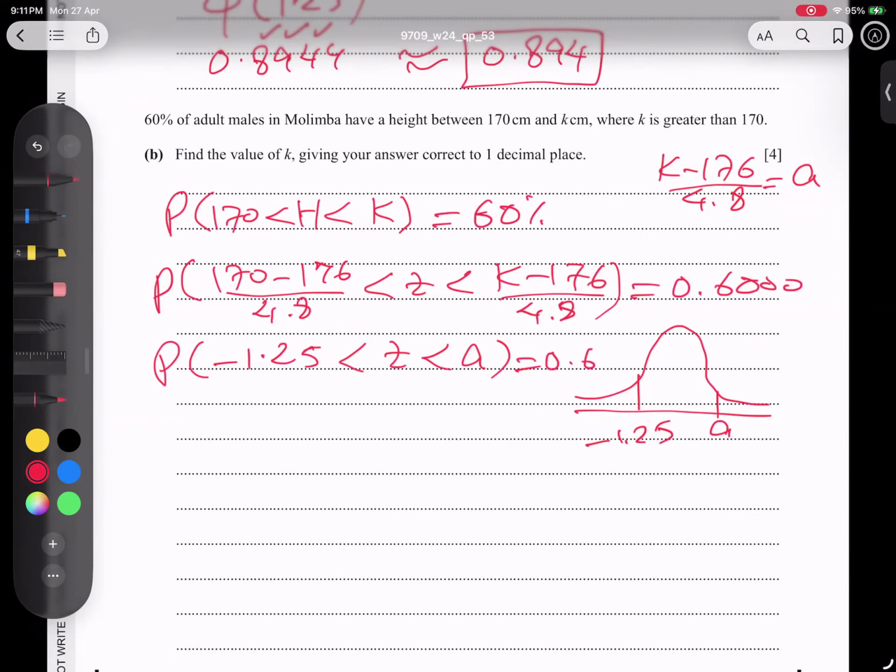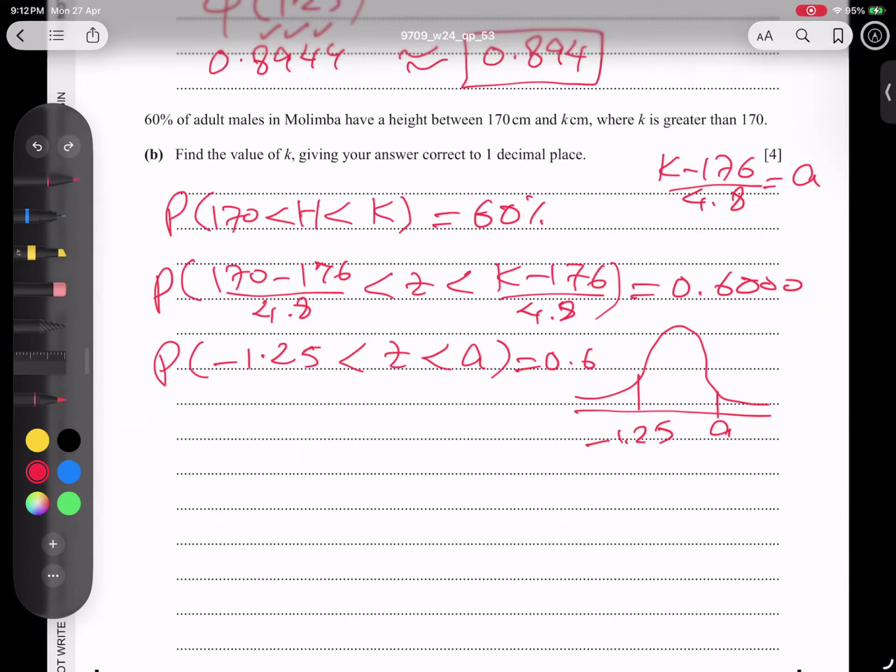Okay, now common sense: the area of the full probability under the bell shape is 1. So 0.6, I'm not sure. Maybe this is a negative or positive one, we're not sure about it. So anyway, let's see how we can solve the question.